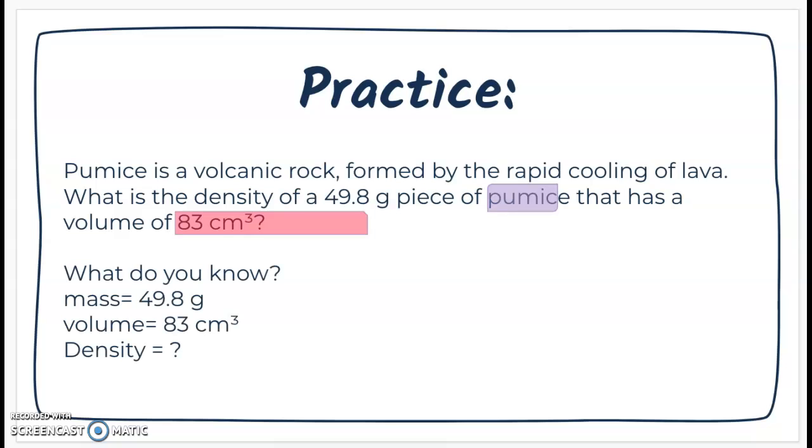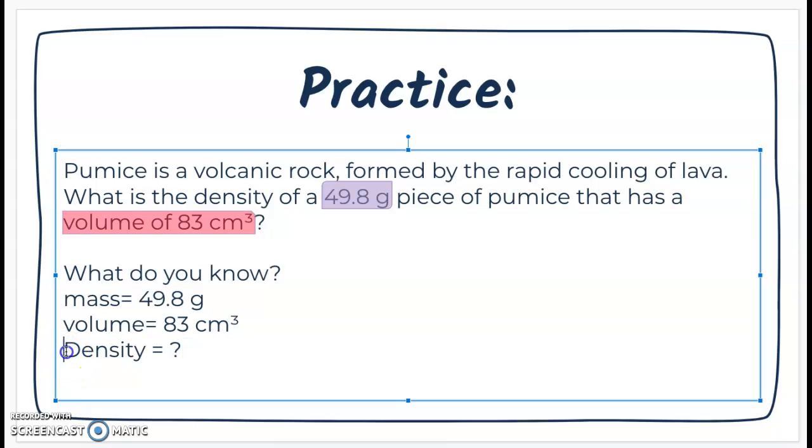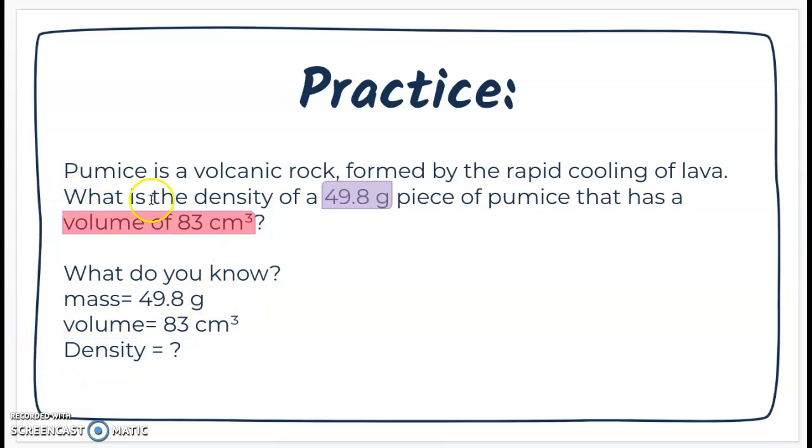So I'm going to highlight the information that I know. I know that the rock has a mass of 49.8 grams. Okay, it says right here it has a mass of 49.8 grams. And I also know that it has a volume of 83 centimeters cubed. So I'm trying to figure out what is my density. What is the density of this rock? Right here it says what is the density.